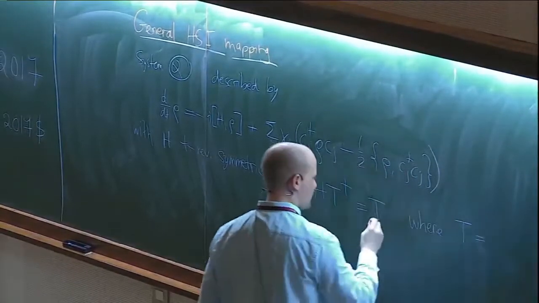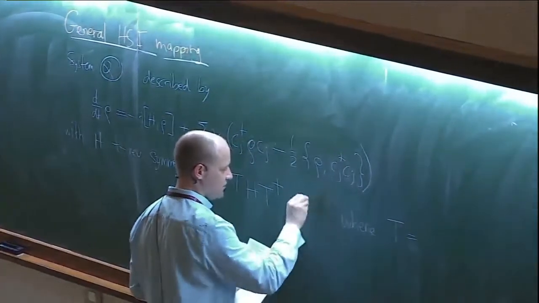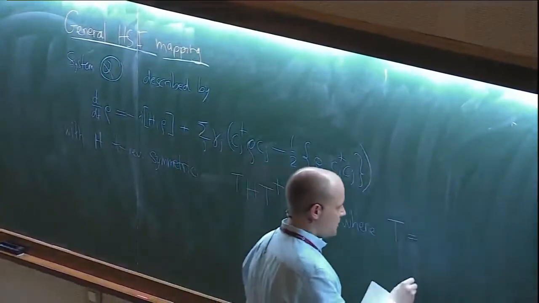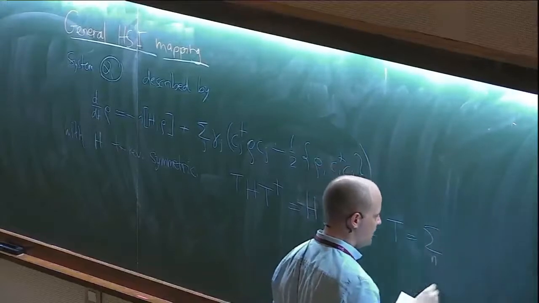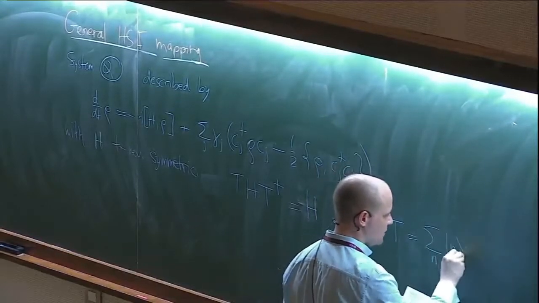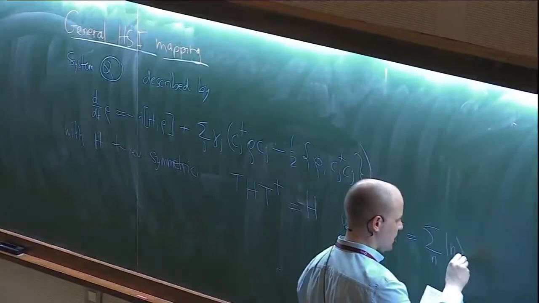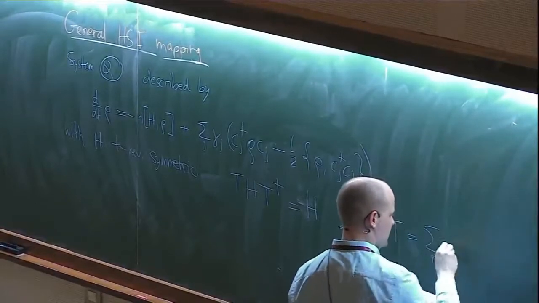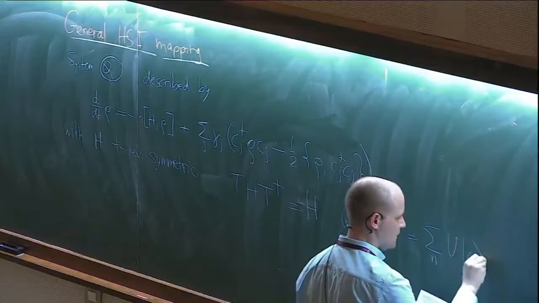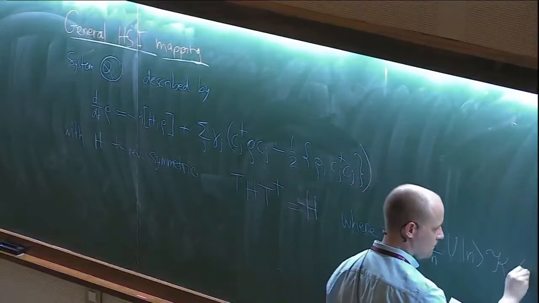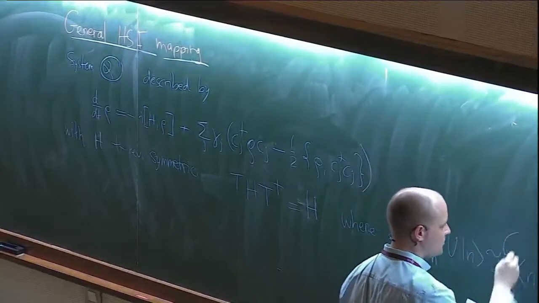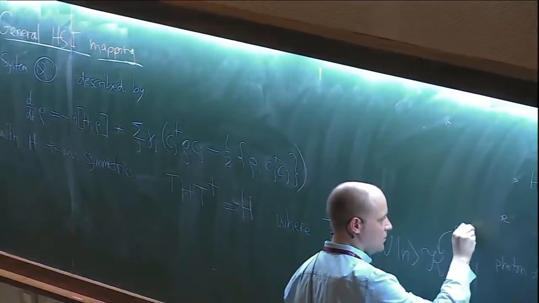Sorry, that's a good point. This is supposed to be H. Thank you. So T can be written in this form. So the ends here form an orthonormal basis, and I want my unitary to the left. And this operation here means complex conjugation.